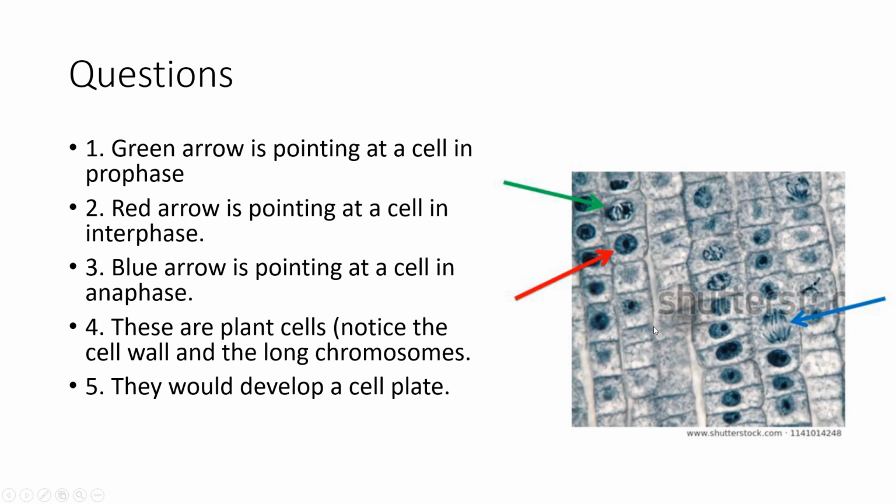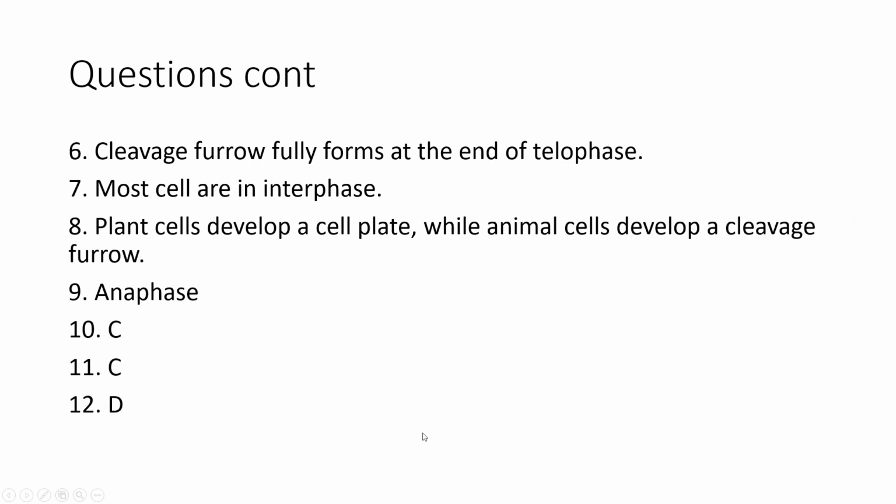These are plant cells. You can tell because they do have a cell wall, and again, there's a really obvious nucleolus, which the animal cells tend to just not have. And since these are plant cells, they would develop a cell plate, not a cleavage furrow. Cleavage furrow and cell plates fully form at the end of telophase. Most cells are going to be in interphase because, again, that's where a cell spends most of its life cycle.